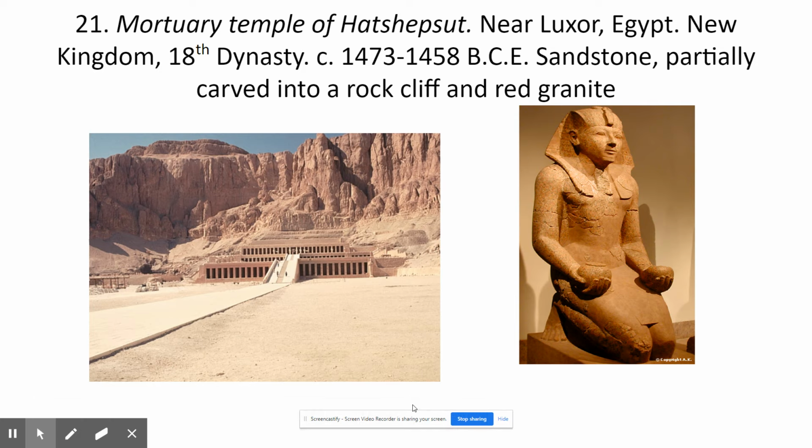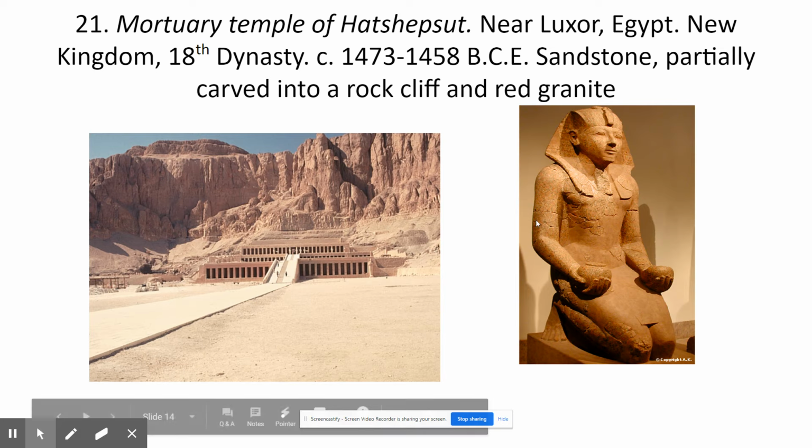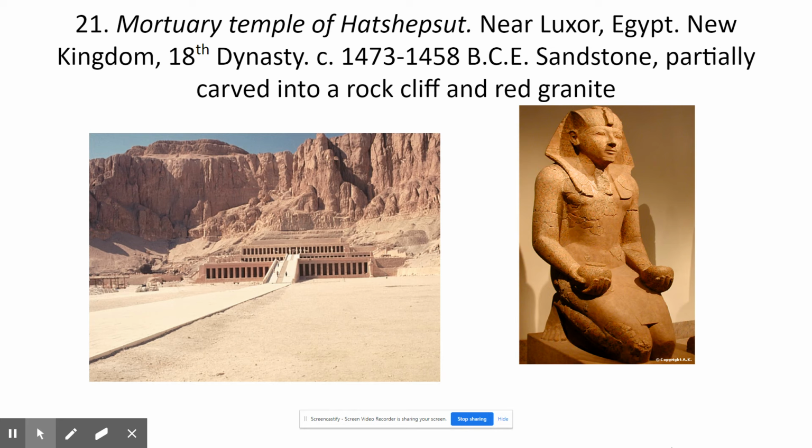And we'll talk more about her mortuary temple. She's not actually buried in a mortuary temple. No one's actually buried in a mortuary temple. It's just where you go to make offerings to the deceased. Because remember, the deceased pharaohs are gods. Even Hatshepsut, who depicts herself very masculinely, or has herself depicted very masculinely in this image.